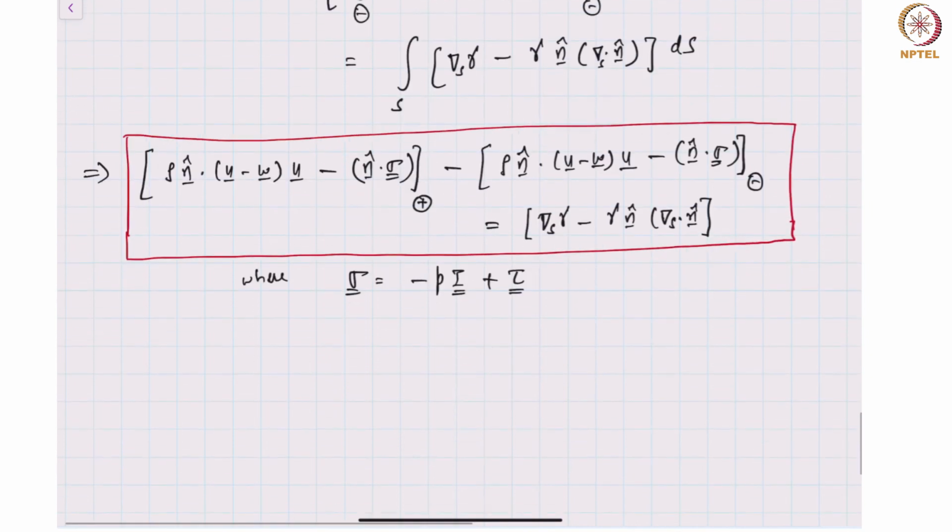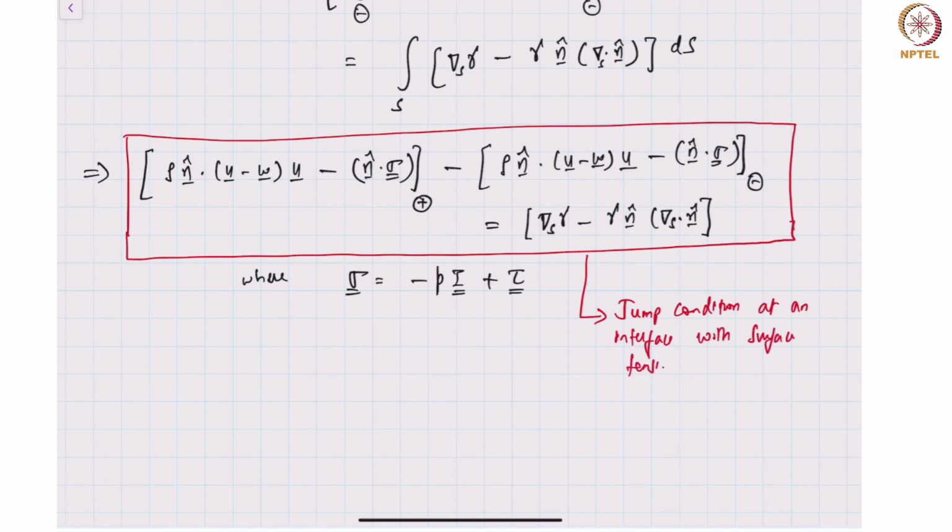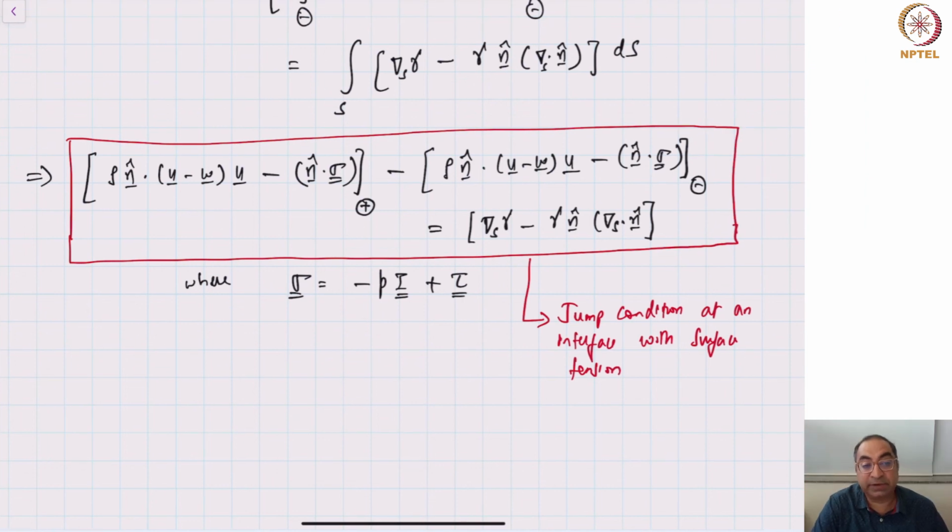What you have derived here is the jump condition at an interface with surface tension. Clearly, this is a vector equation. What we want to do now is analyze this in separate components, the normal component and the tangential component, which is exactly what we'll be doing in the next lecture.